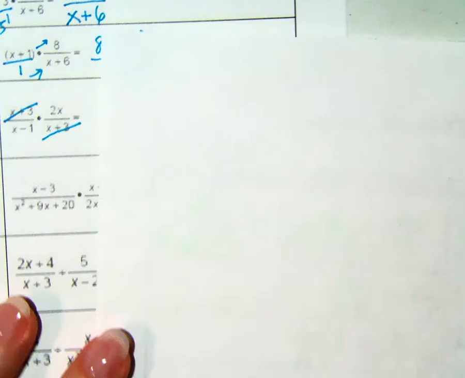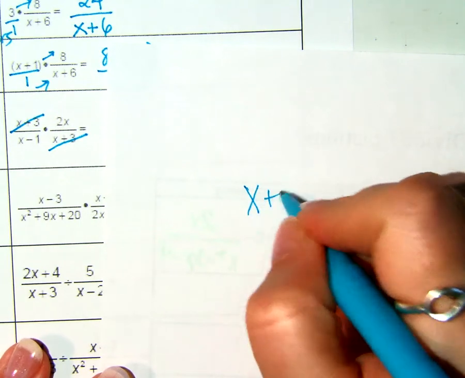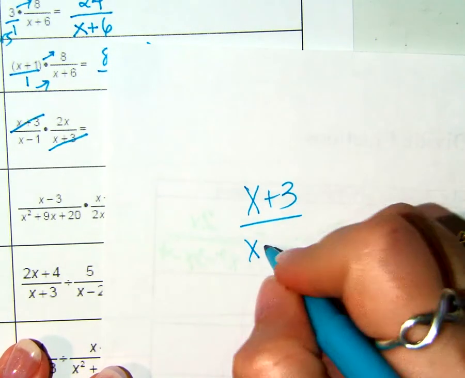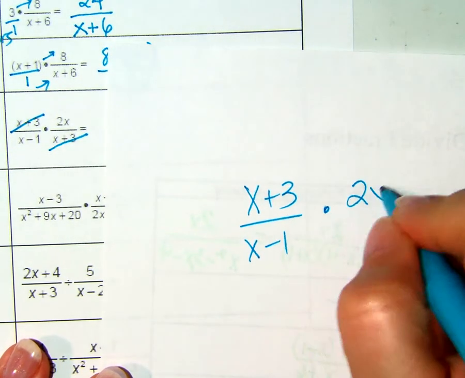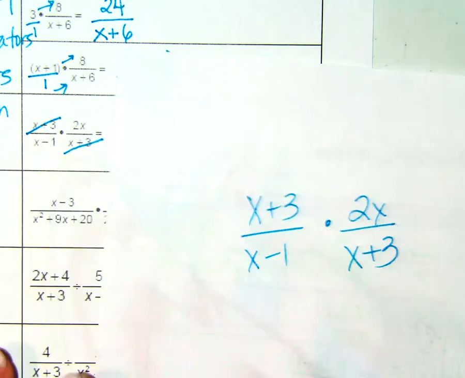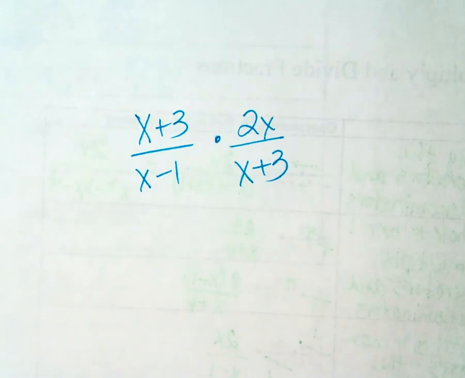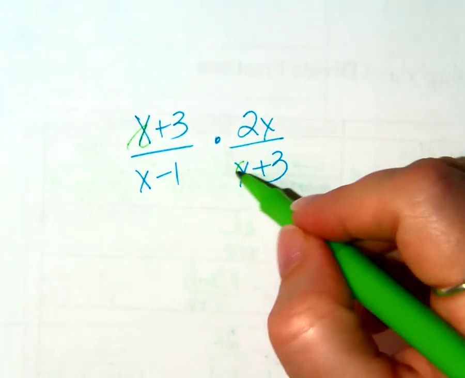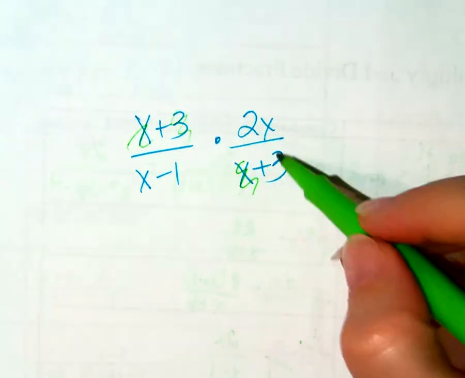Okay? What was it? x plus 3 over x minus 1 times 2x times x plus 3, right? You said cross out this way. You know what other people have said? Well, cross out the x and cross out the x, cross out the 3 and cross out the 3.